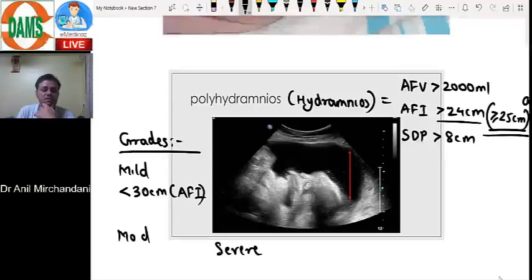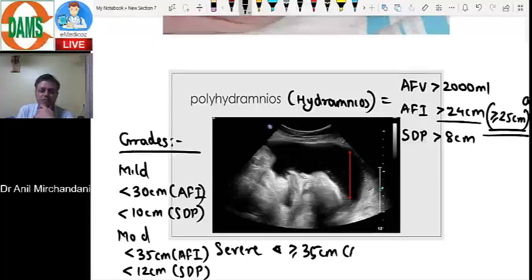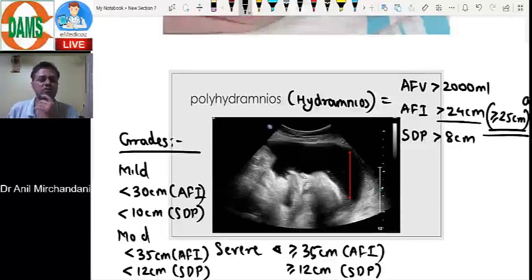In other words, less than 10 centimeter single deepest pocket. Moderate would be less than 35 centimeter AFI, less than 12 centimeter single deepest pocket. Severe would be more than or equal to 35 centimeter AFI, more than or equal to 12 centimeter single deepest pocket. So yes, these are the grades of polyhydramnios: mild, moderate, severe. Needless to say, most common is mild polyhydramnios.